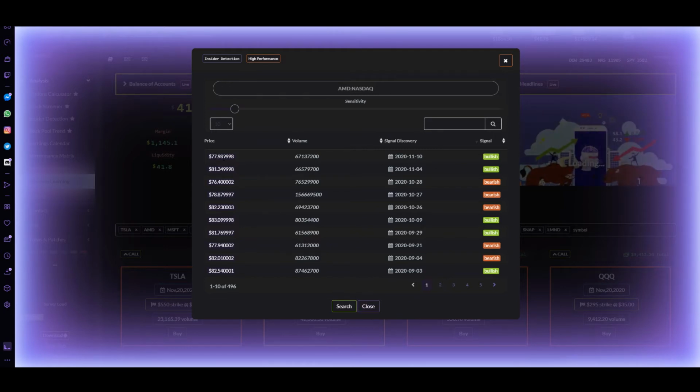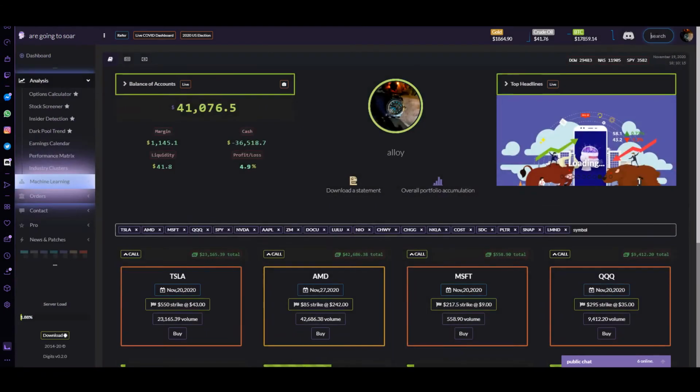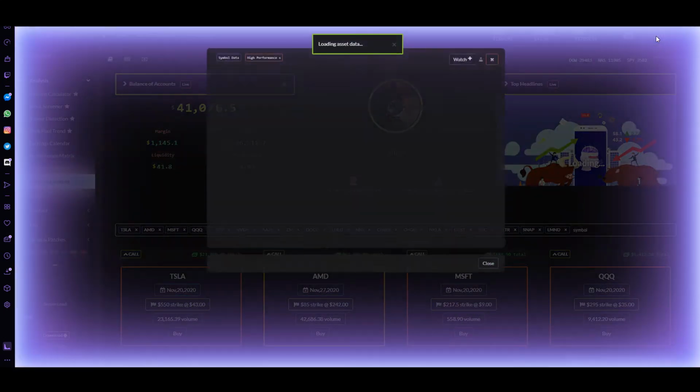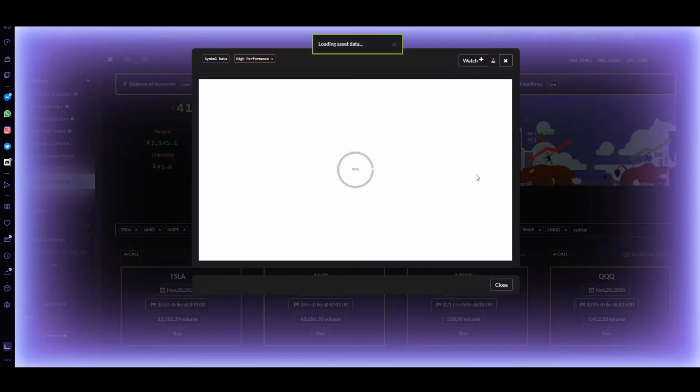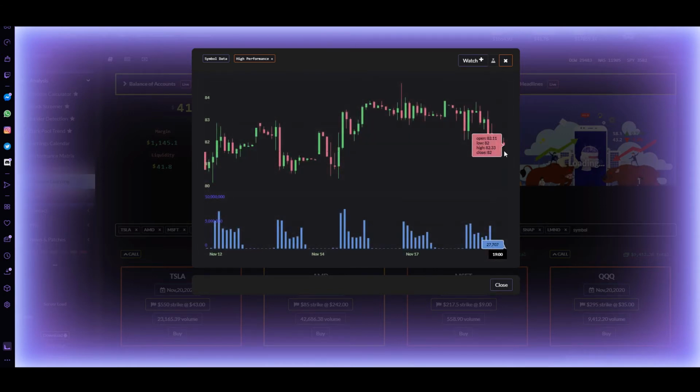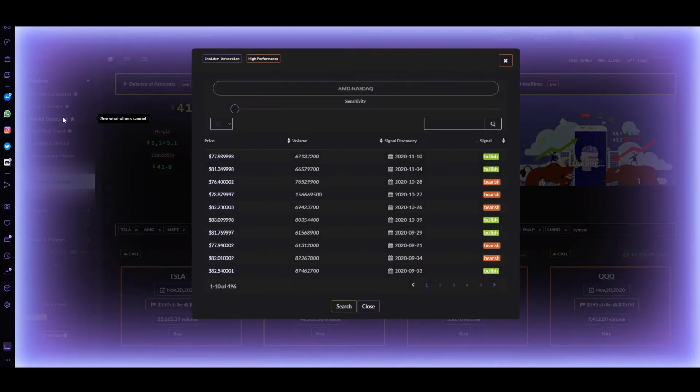If we took a look at what AMD is at today, we'll find out that the bull signals are almost always right. Isn't that something? From 77 to now where we are today. That's a lot of gains if you did what it said.